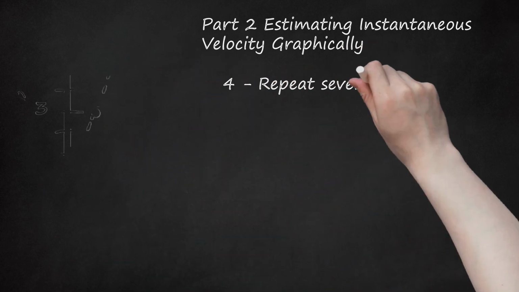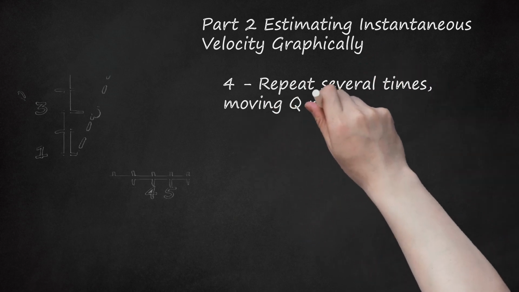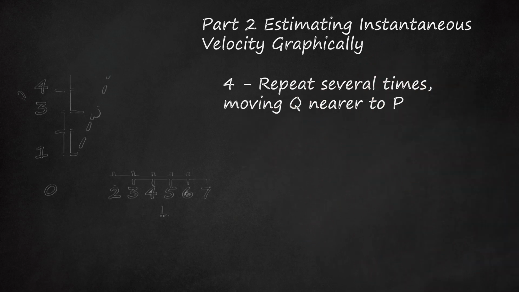4. Repeat several times, moving Q nearer to P. Your goal here is to make the distance between P and Q smaller and smaller until it gets close to a single point. The smaller the distance between P and Q gets, the closer the slope of your tiny line segments will be to the slope at point P.